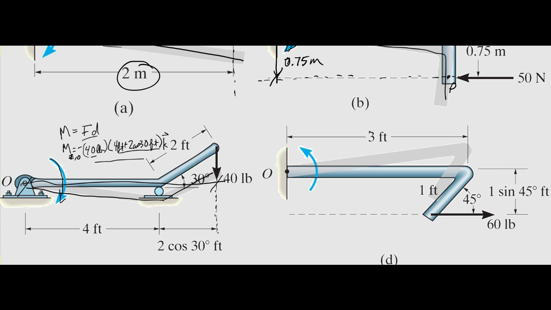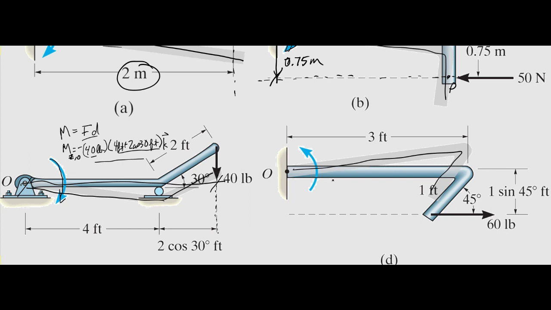Okay, so this is the last one. So you have this member that's curved at the end with a 45-degree angle here, and you can see the 60-pound load is applied such that the member will deform in this direction. Now this, you can see, is a positive moment, right?